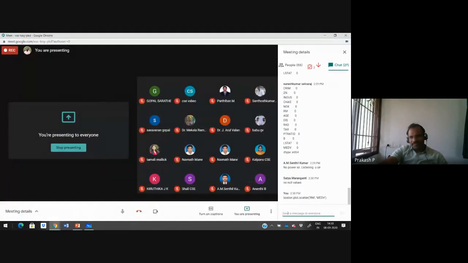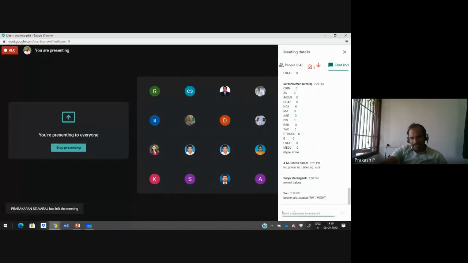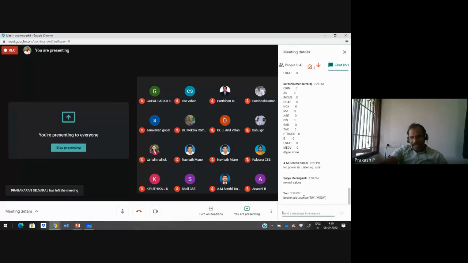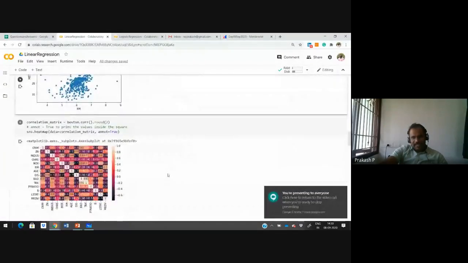Average number of rooms. I hope if you plot this, we are plotting a scatter plot. Plot dot scatter by considering two values, rooms and then median values. Then you may get a graph like this.